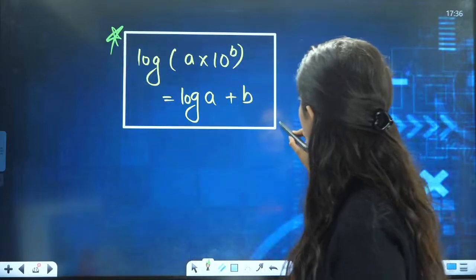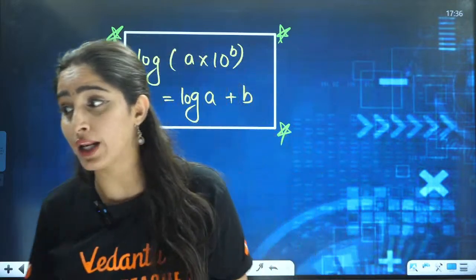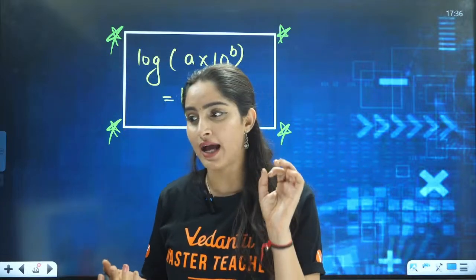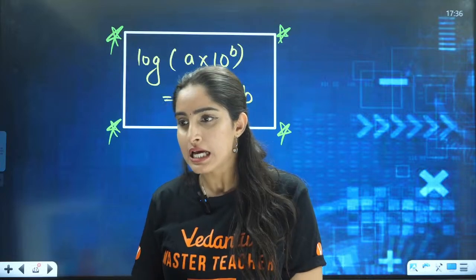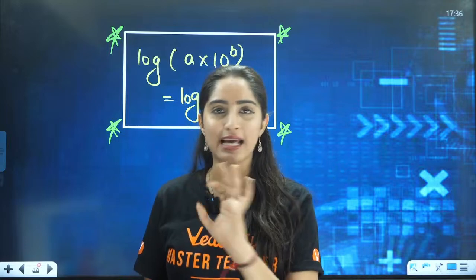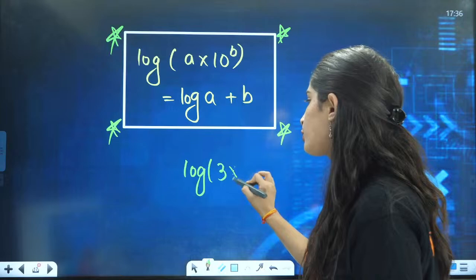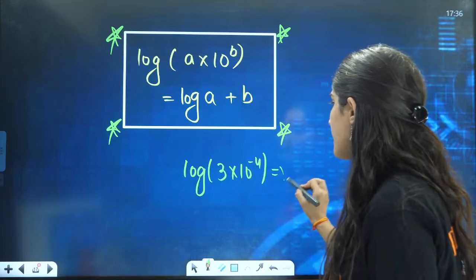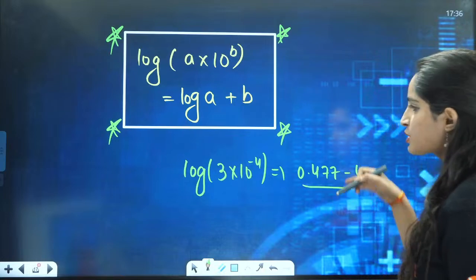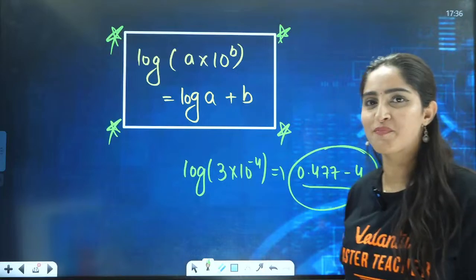Should we proceed towards antilog? How to calculate the value of antilogs? Everybody in the chat box, should we start calculating the antilog value? Now you can easily solve log in seconds. For example, they are giving you 3 into 10 raised to power minus 4. So the answer is log 3, which is 0.477, minus 4. You solve this, you will get your answer. Now you just need to be good in subtraction.